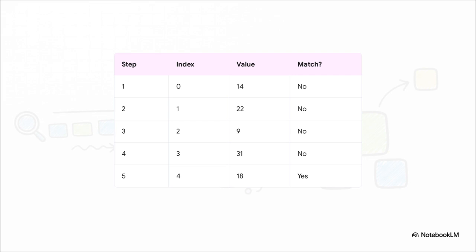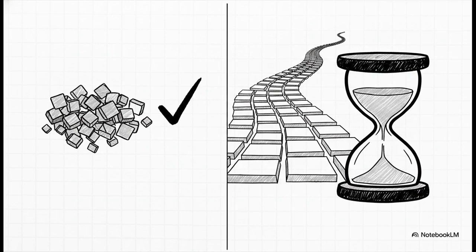But finally, step 5, we check index 4. The value is 18. Match? Yes, we finally found it. It took us 5 separate exhausting comparisons just to hit our target. If the target wasn't in this list at all, the algorithm would have tirelessly checked every single box until the bitter end.